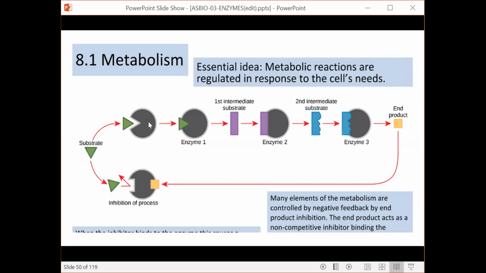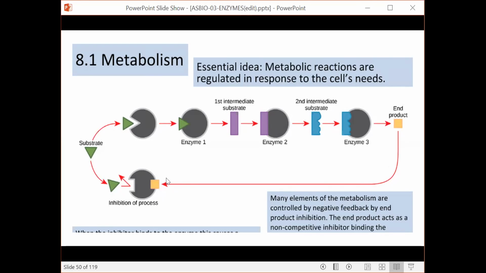First the enzyme binds to the substrate, and the product formed binds to another enzyme, then the second product binds to the third one. Then the end product formed after the third enzyme's activity binds to the first enzyme and alters its shape in such a way that the substrate is not binding. This is like a feedback mechanism.